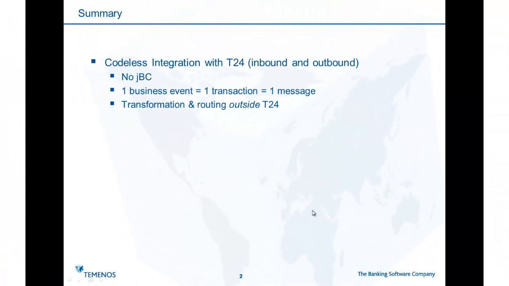So that concludes our demonstration. We've had a look at codeless integration with T24, considering both inbound and outbound from the perspective of the ESB. At no point have we had to write any JBC code or attach a local routine to a version. We've understood that one business event in T24 is encapsulated in one transaction and results in one message leaving the system, and that all the transformation and the routing of those messages can now take place outside T24.